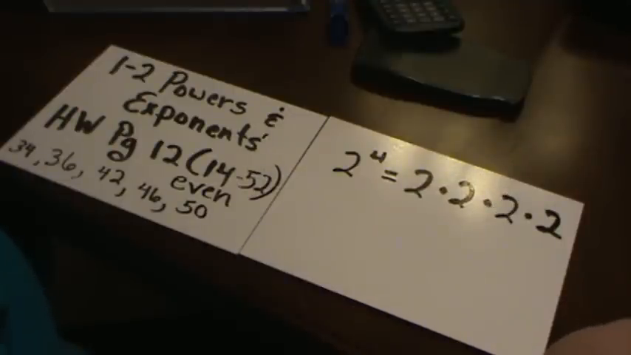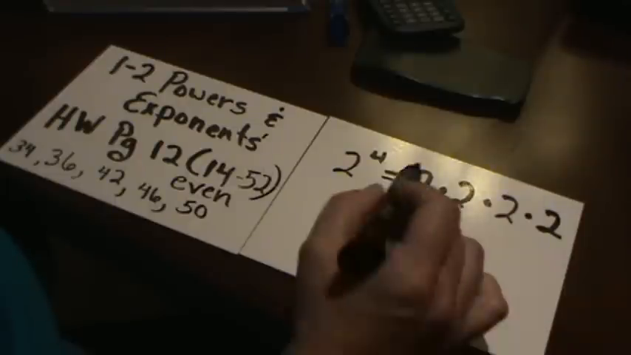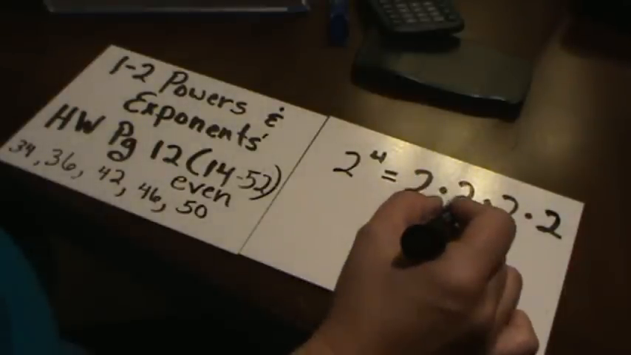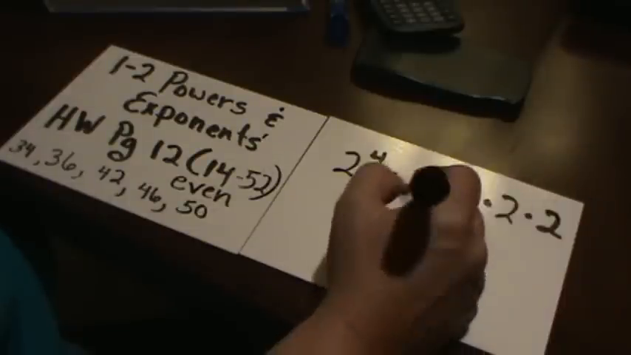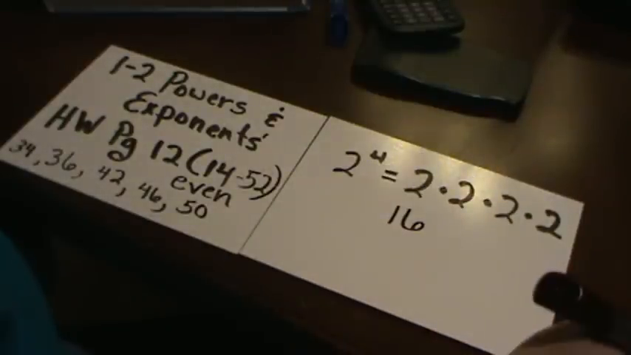And then if I wanted to evaluate it, of course I would go, well, 2 times 2 is 4, 4 times 2 is 8, and 8 times 2 is 16. So that's the terminology that we're going to be using.